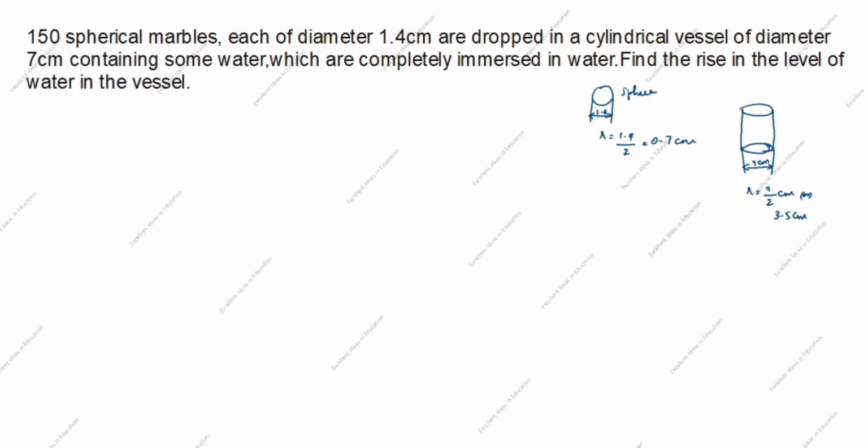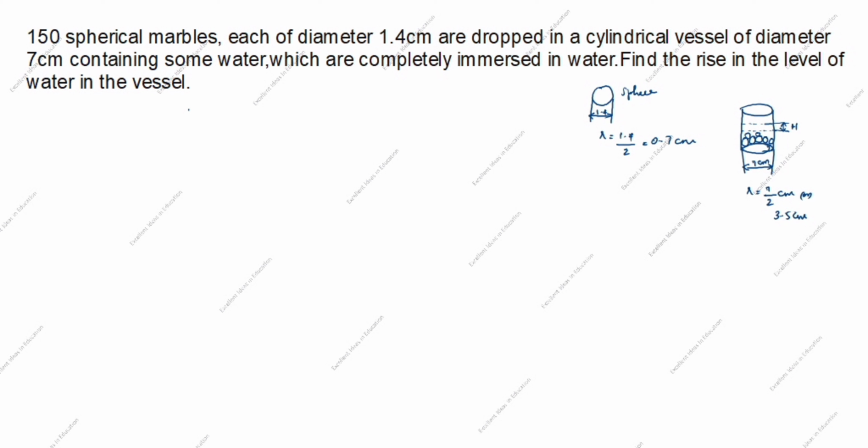What we need to find? Find the rise in the level of water in the vessel. First, we will put spherical marbles here. 150 spherical marbles. What happened? Water will rise. Previous water is up to here. If you put marbles here, what happens? Water will rise. How much water will rise? That one only we need to find. So this height we need to find.